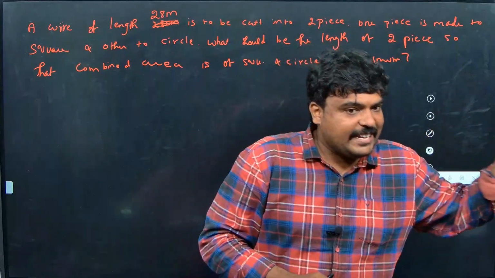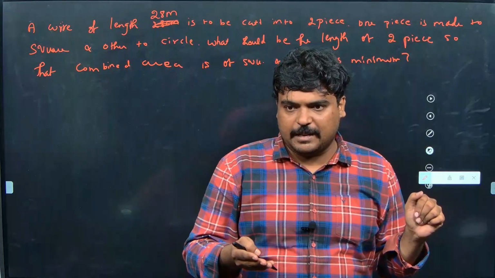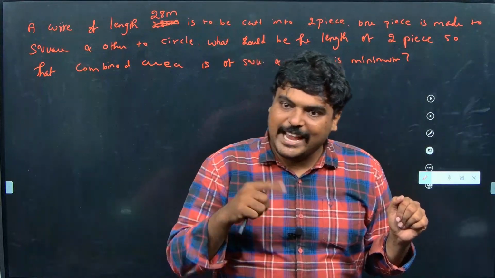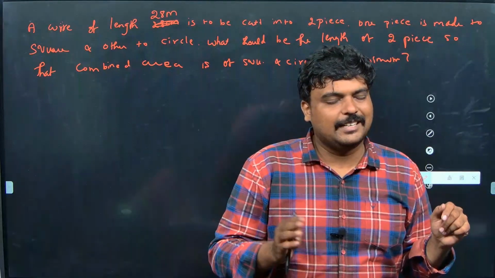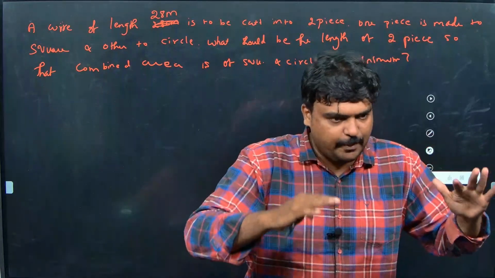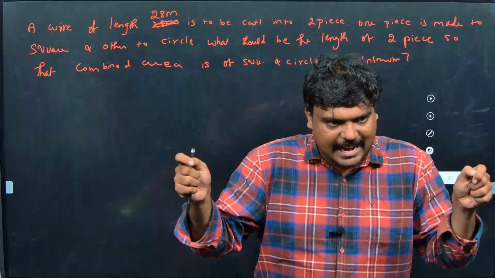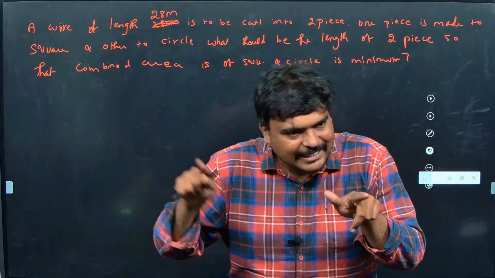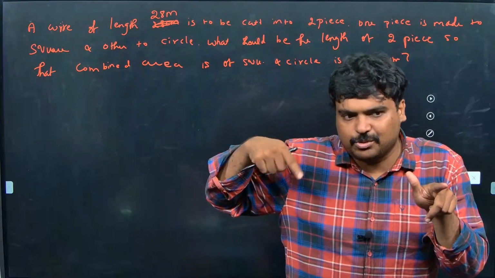So if x is the perimeter of the square, what is the square's perimeter? 4a. 4a is equal to x. So a will become x by 4. How you take it depends on you. If you are taking the x part for the square, then 4a will be equal to x, so a will become x by 4. That is the side of the square.